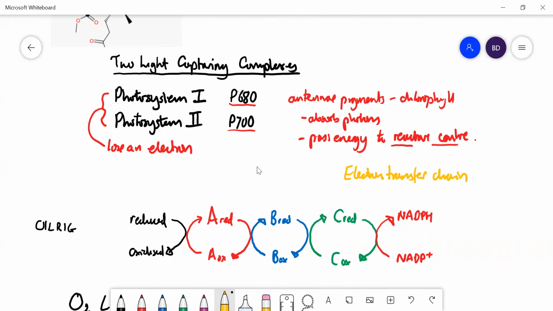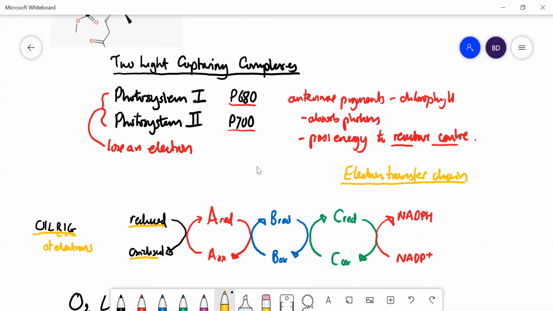Now, just remember GCSE chemistry, oil rig. Oxidation is loss, reduction is gain of electrons. So in an electron transfer chain, you have two versions of each carrier. When it's got electrons, it's reduced, and it can give those electrons away to the next thing in the chain, and it becomes oxidized.